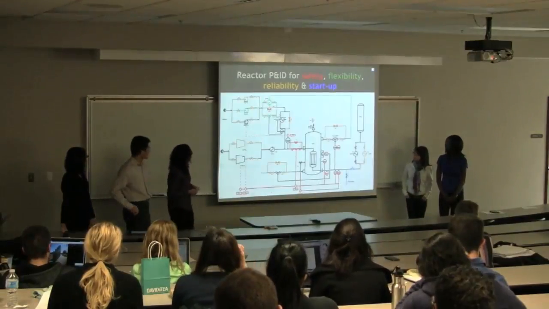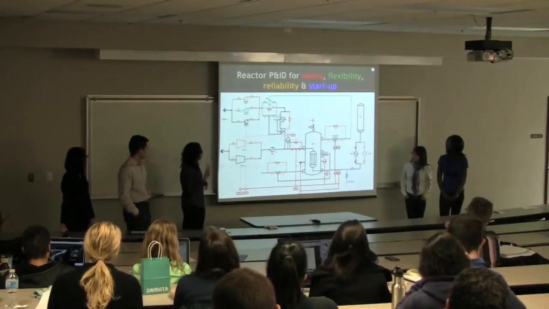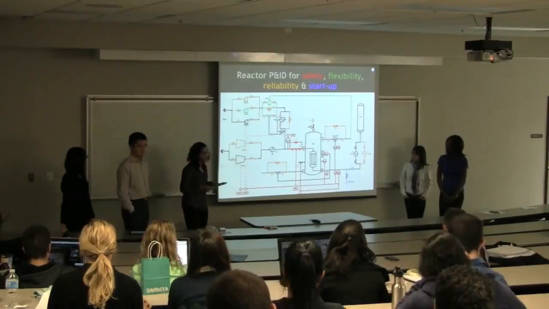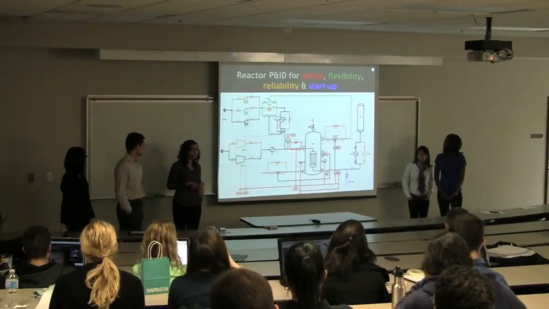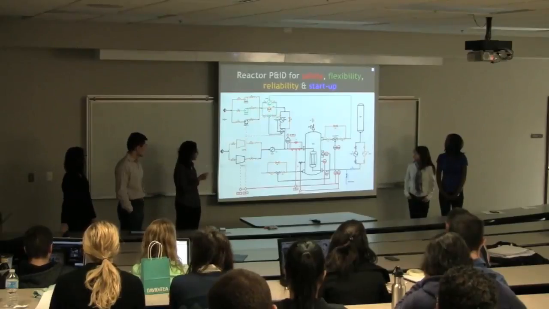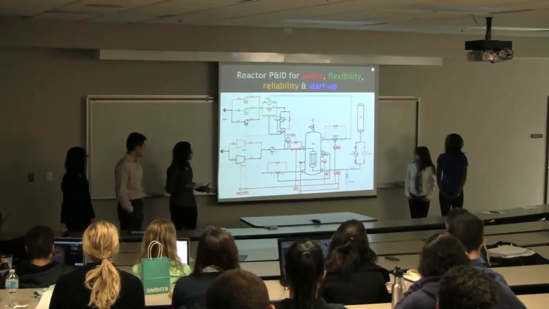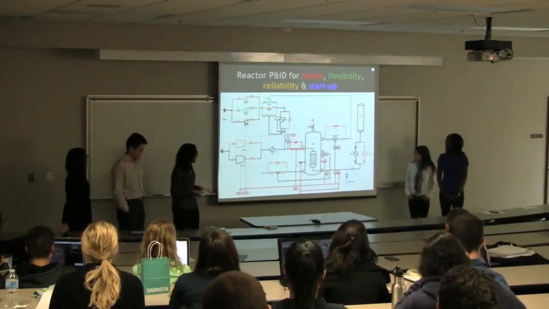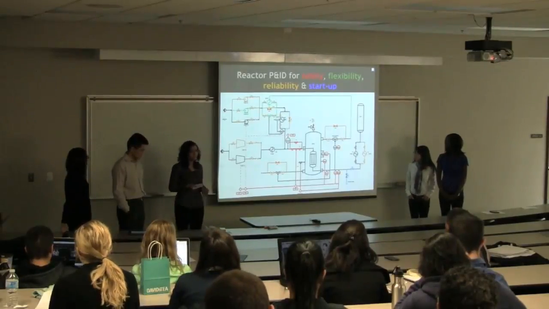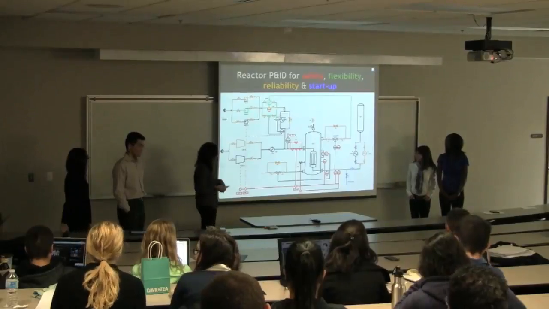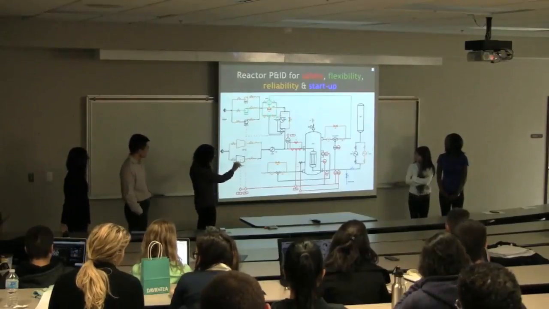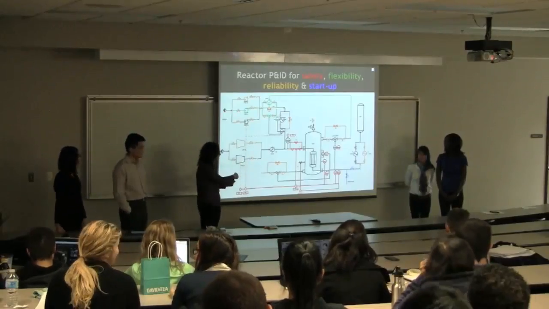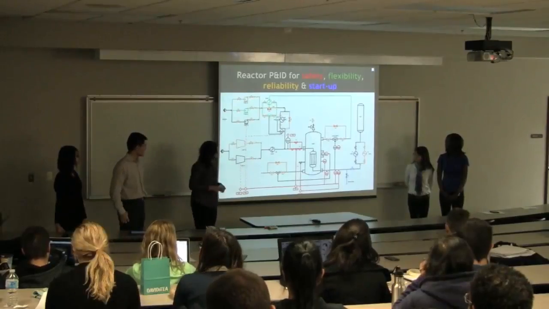So next, we're going to be looking at the reactor P&ID for safety, flexibility, reliability, and startup, but I'm only going to be talking about the safety aspect of this. Two of the most important parameters that need to be controlled for this process are the effluent temperature and the boiler feed water inside the reactor. From the safety hierarchy, the three most important levels that we feel needed to be implemented are controls, alarms, and the SIS. For the controls, there's a level indicating control that was already part of the base case, and there's a temperature indicating control as well, which is connected to the effluent feed stream.